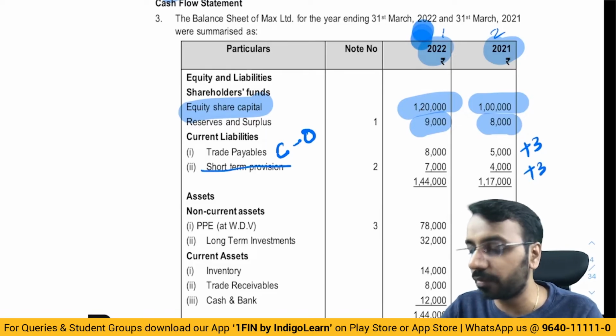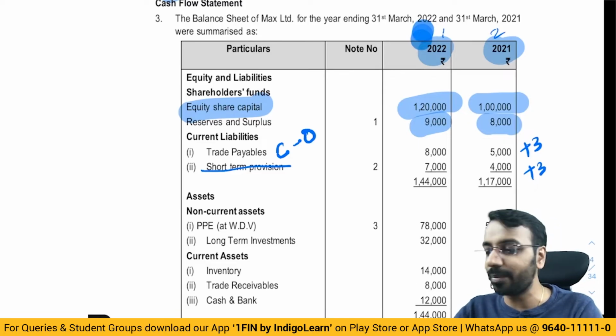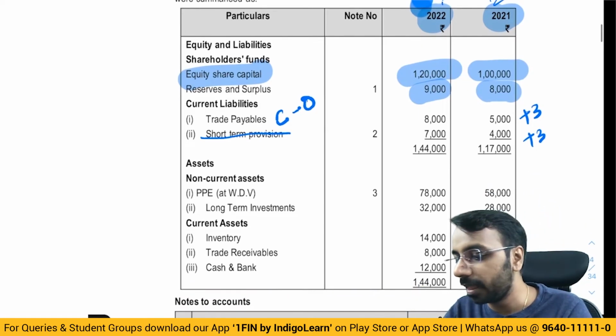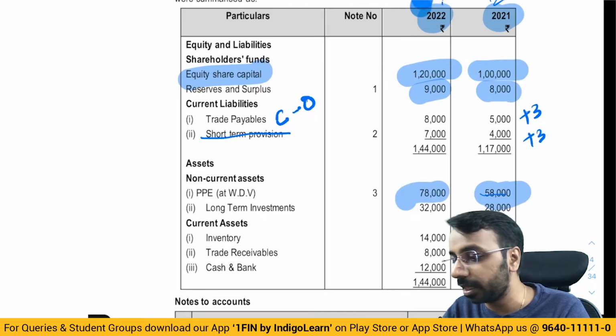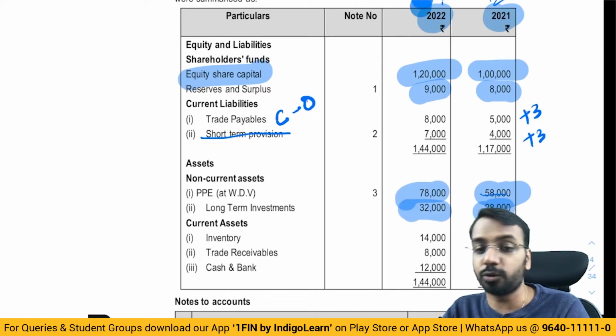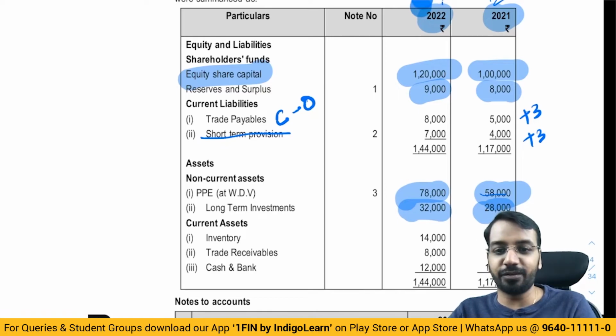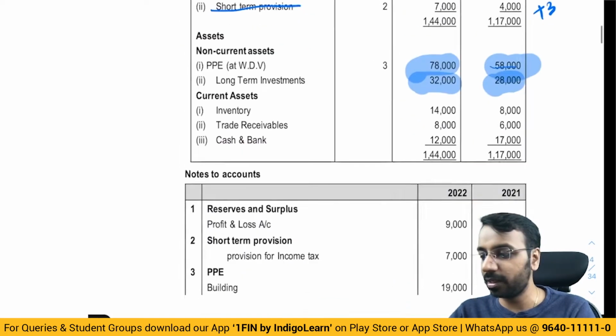Obviously, in this short-term provision, if there are taxation and all, we have to remove that, but just on the face of it. Then PPE 58,000 to 78,000, we'll see what are the adjustments. Long-term investment 28 to 32, means there has been an increase in investment, so there can be an investment which has been made.